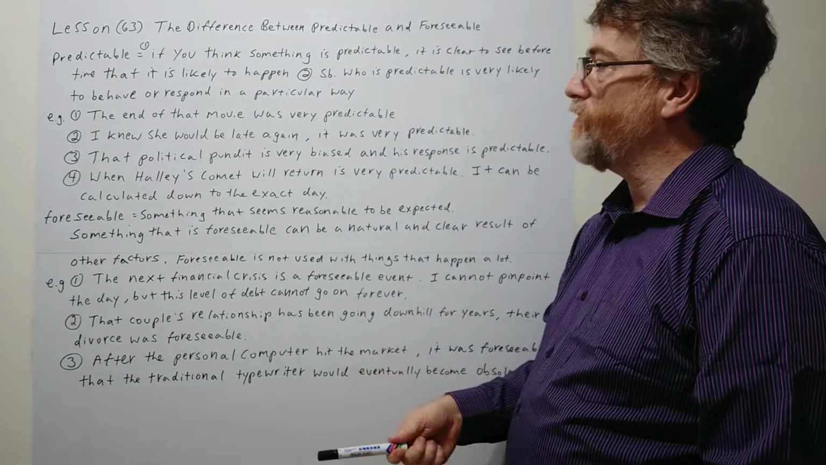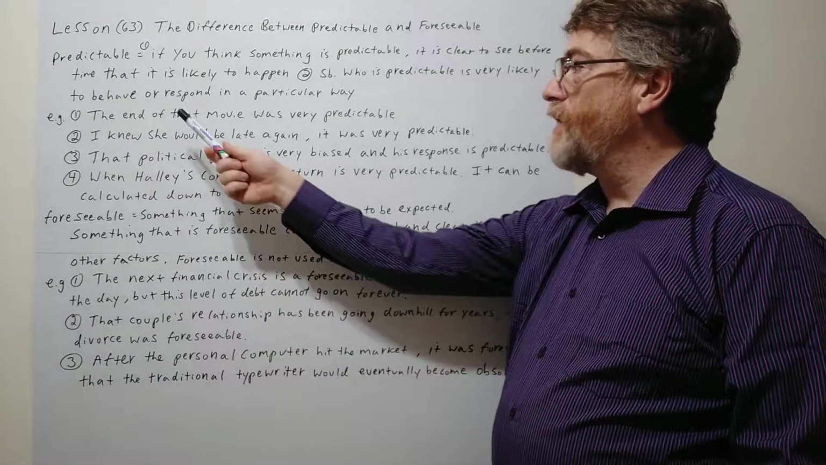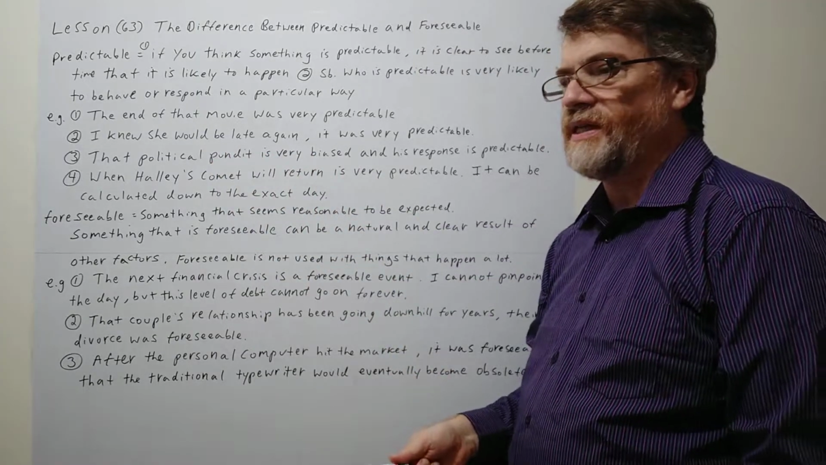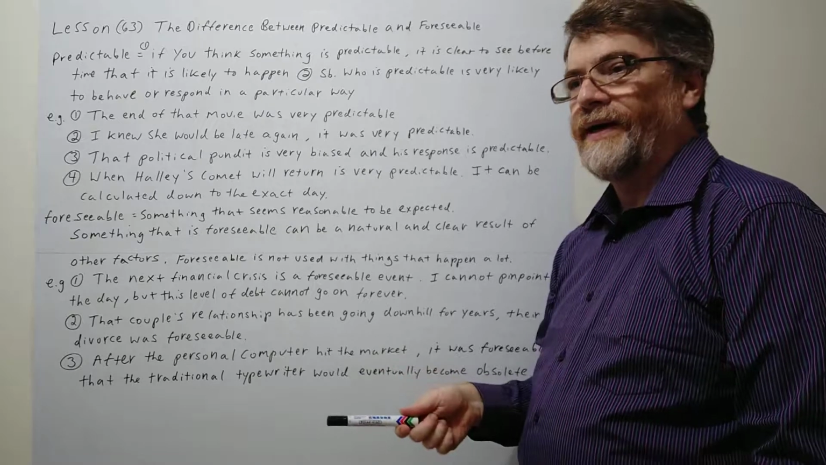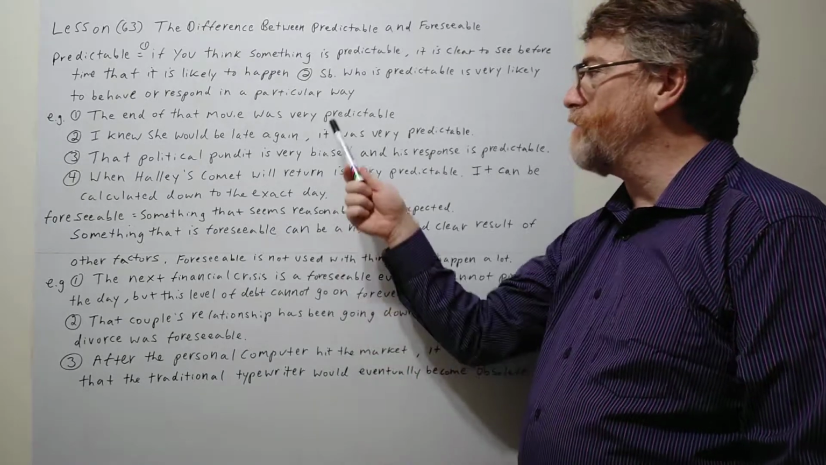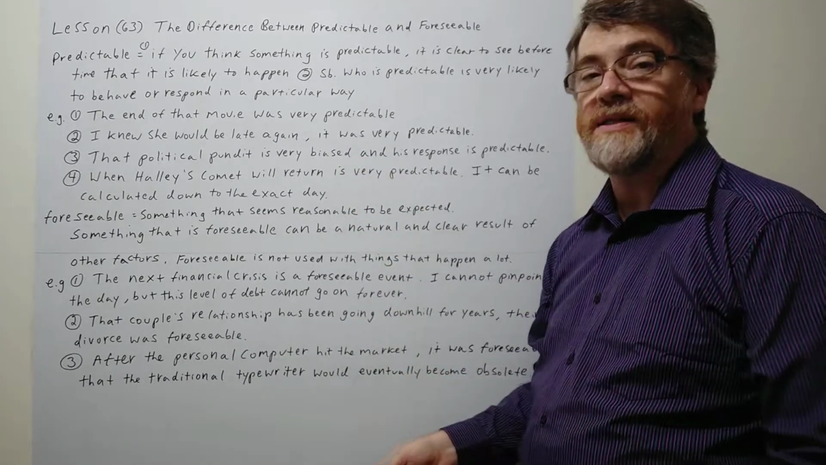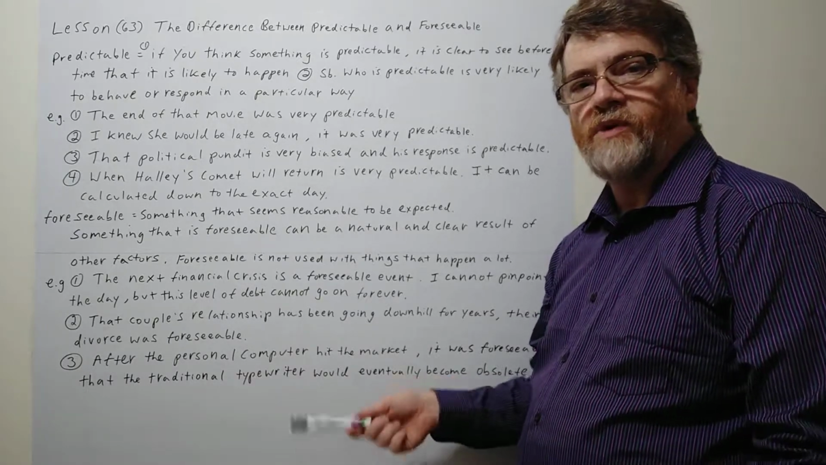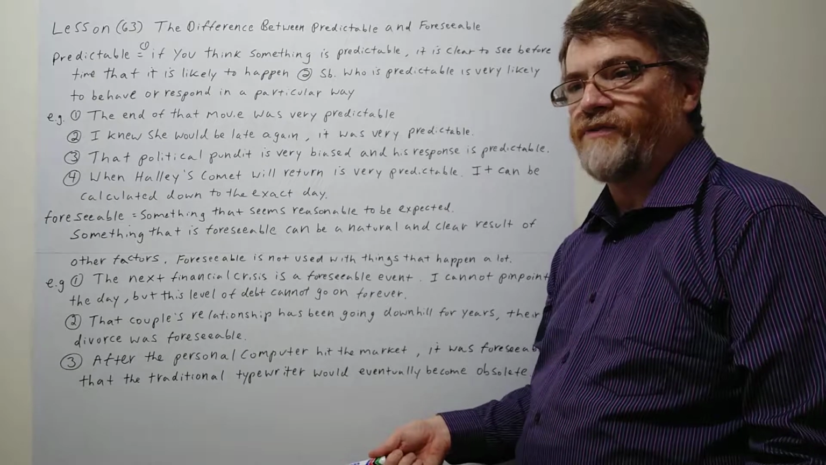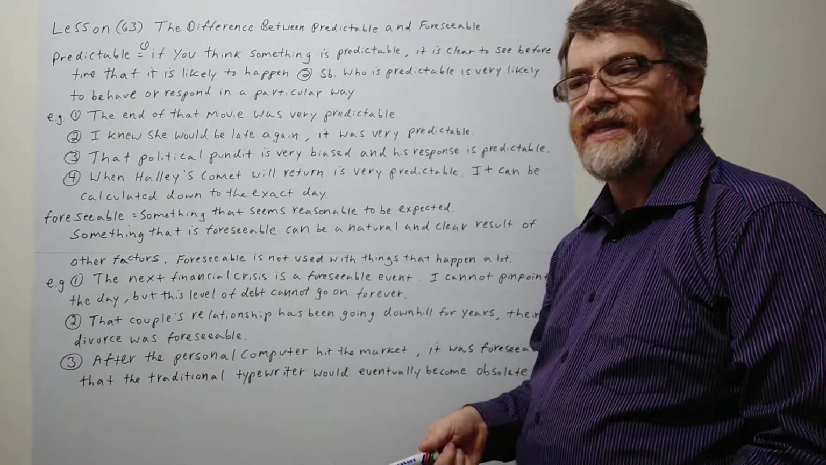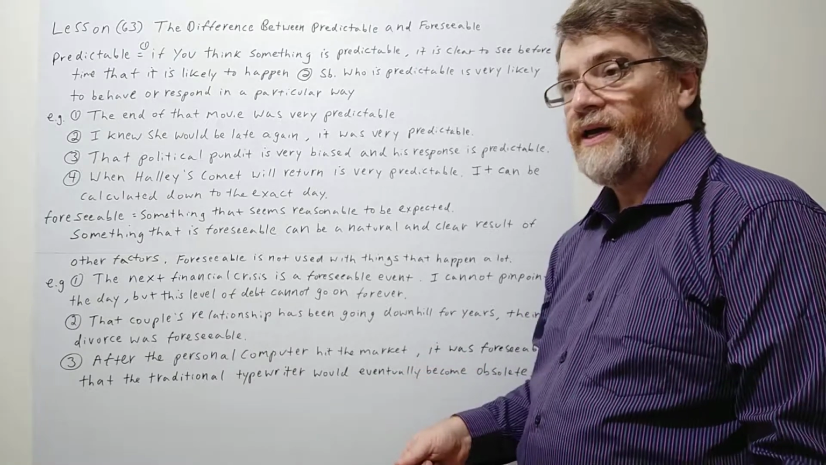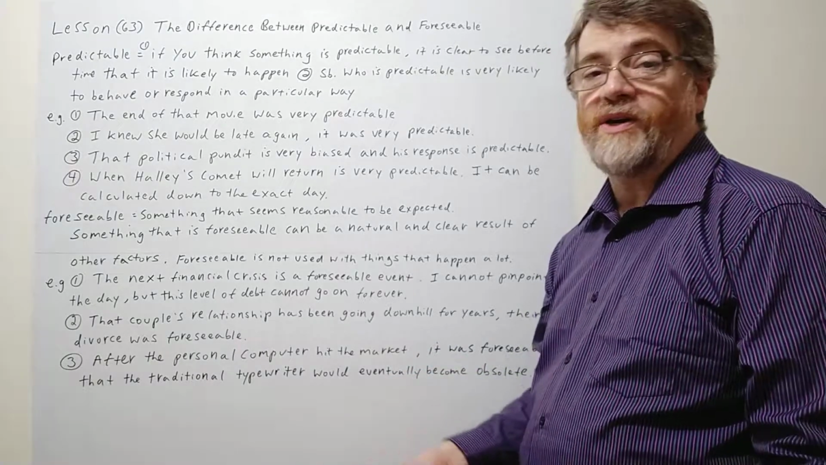So let's take a look at the first example here. The end of that movie was very predictable. With movies, we don't usually say the movie was foreseeable. Especially here, when we say the movie was predictable, we're talking about the plot. We've seen so many movies in our lifetime that a lot of themes or plots follow a similar pattern. And if you're smart enough, sometimes you could figure it out.